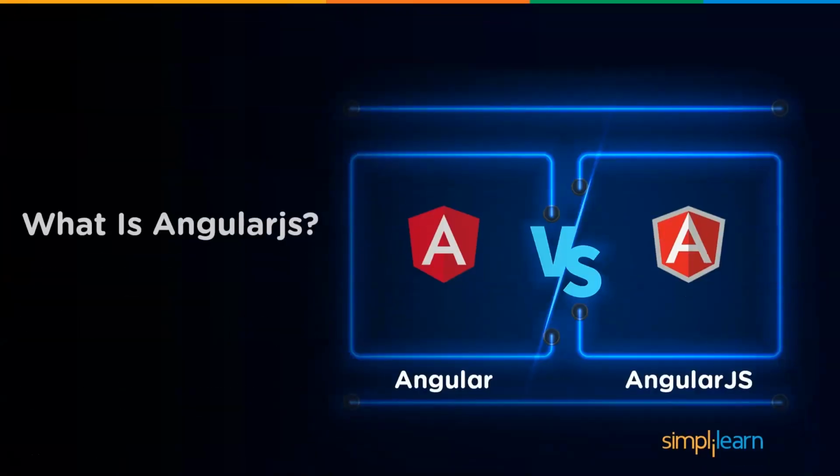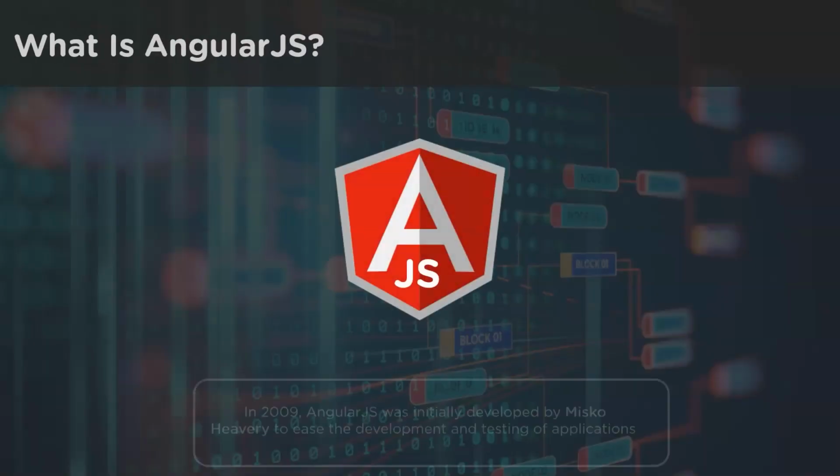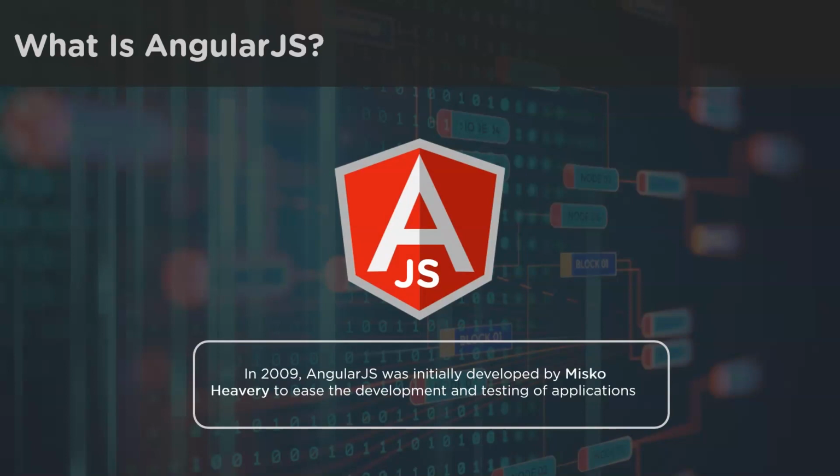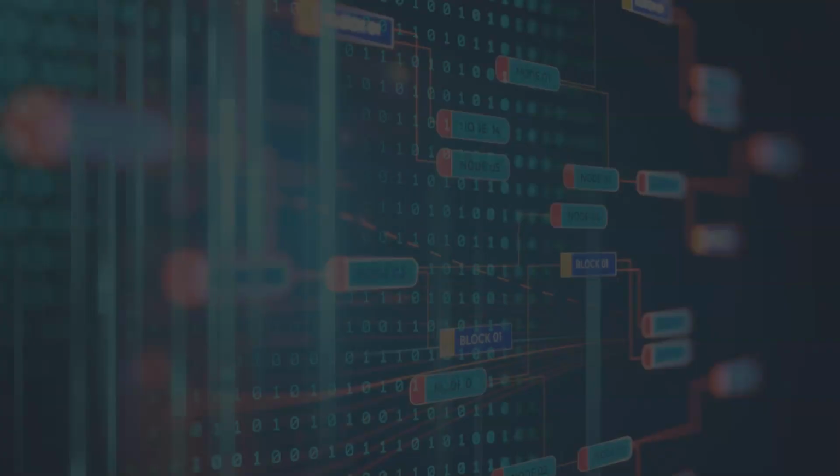So what exactly is AngularJS then? Now, AngularJS was initially developed by Misko Hevery in 2009. It was built to ease the development and testing of applications. It was developed to address challenges faced in forming single-page applications. Now, although the subsequent versions of AngularJS are what are collectively called Angular, they have some differences. So let's go ahead and look at them.